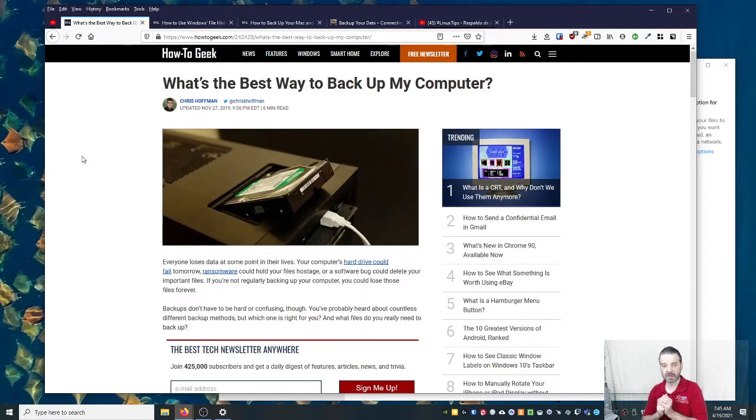So Chris Hoffman at How-To Geek made a post a couple of years back, only a year and a half back, on what's the best way to back up your computer. And the best way is actually just to do it. Windows has built-in systems, Mac has built-in systems, Linux has built-in systems.